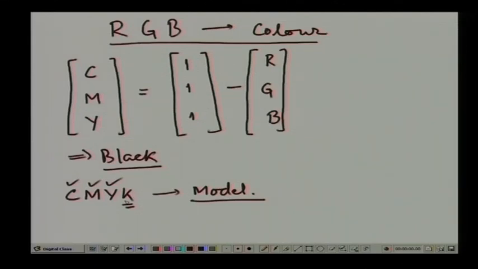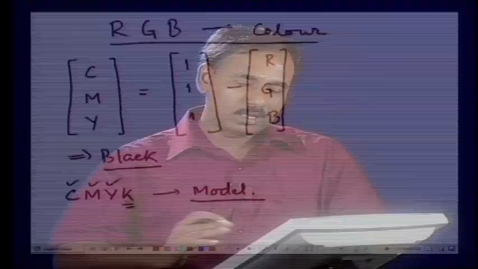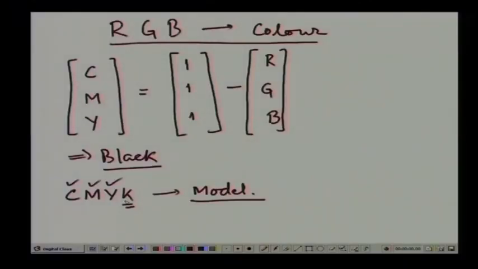So in the case of the CMYK model, we actually have 4 different components: cyan, magenta, yellow and black. However, given the RGB, we can very easily convert that to CMY. Similarly, the reverse is also true. Given a color in the CMY space, we can very easily convert that to a color in the RGB space. Thank you.